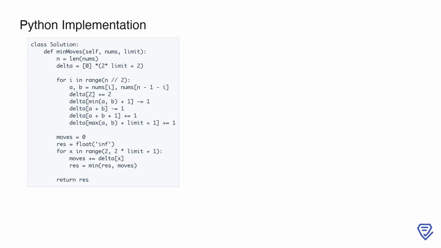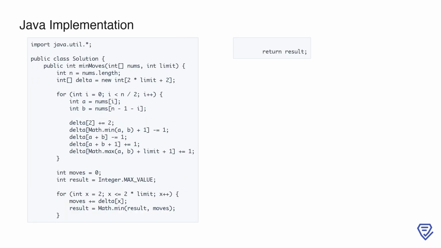Here, we start by importing the necessary Java libraries, then defining our solution class and the minMoves method. The goal of this method is to calculate the minimum number of moves required to make the array complementary within the given limit. First, we determine the length of the input array nums and define a delta array to track changes in the number of moves for specific values of x. The size of delta is 2 * limit + 2 to account for all possible value ranges.